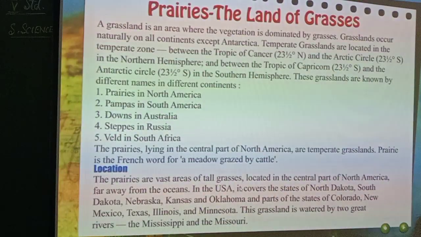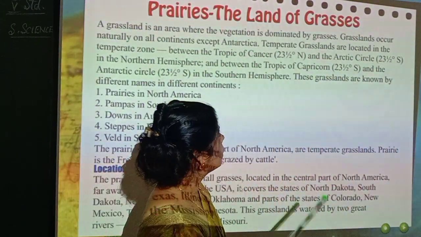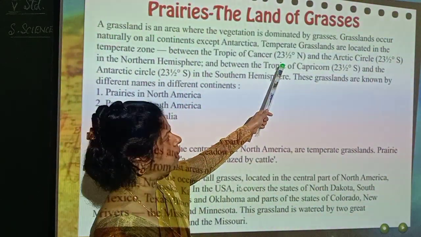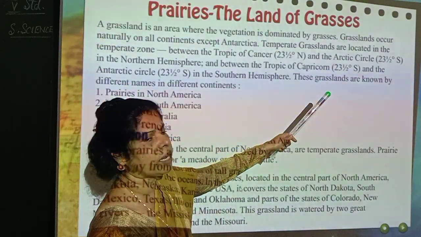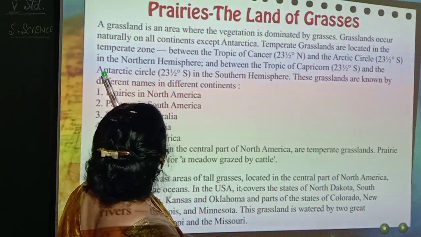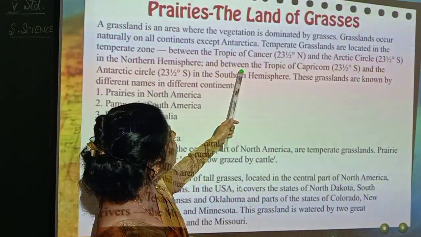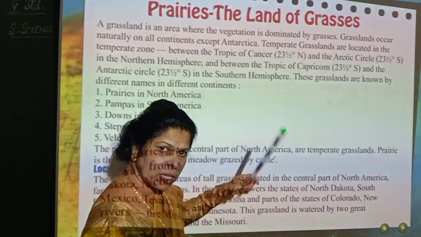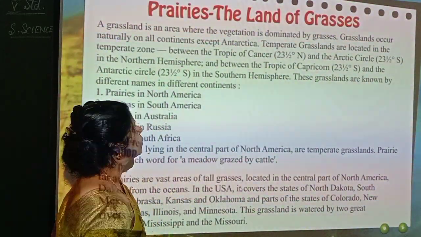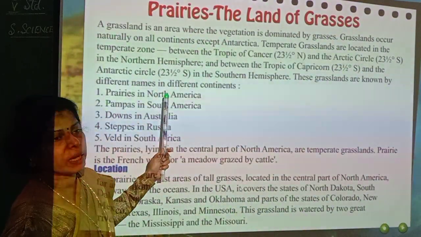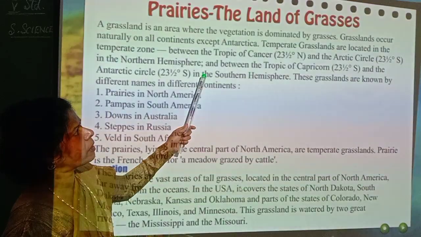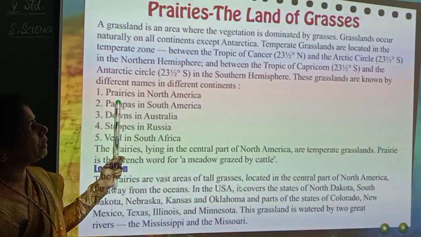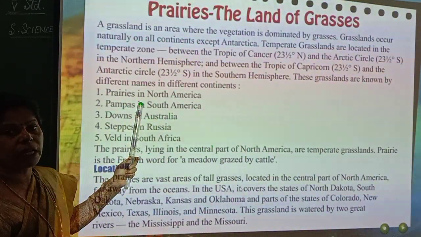So the grassland is present in the temperate zone between the Tropic of Cancer, 23.5 degree north, and the Arctic Circle in the northern hemisphere, and between the Tropic of Capricorn, 23.5 degrees south, and the Antarctic Circle in the southern hemisphere. These grasslands are known by different names in different continents. Except which continent doesn't have grass? That is Antarctica.